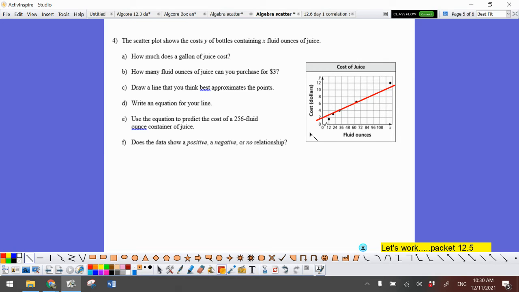So 1 gallon. Well, if I take a look at my point, it looks like 1 gallon of juice is approximately, remember, 1 gallon. Do we know how many ounces of juice make up a gallon? So that probably is something we need to know. So take a minute and Google that and tell me how many ounces are in a gallon.